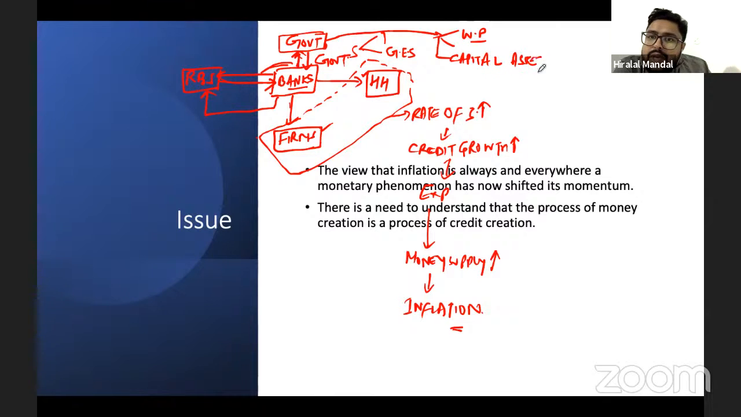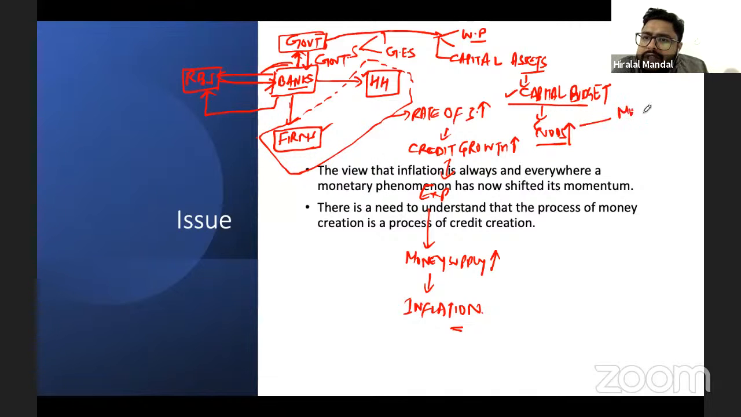Okay, so it has increased the size of the capital budget. Now what is happening, since the government is investing in the capital budget, the goods are being created in the system. The more goods are being created in the system, at the same time money is released into the system.